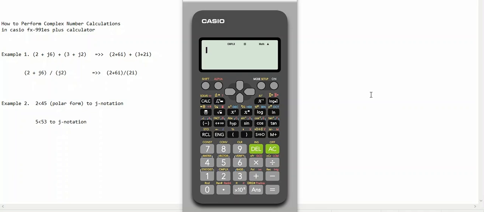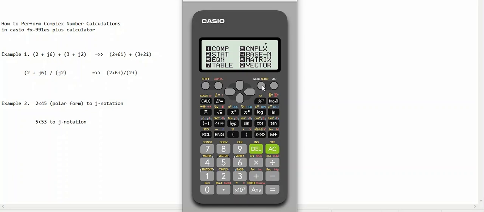Alright, in this video I'm going to show you how to perform complex number calculations in your Casio calculator. I have a couple of examples here that we're going to be using, and I'll just go right into it. First of all, I'll clear things out, and just so you know, the mode here is the major thing we're going to be using.